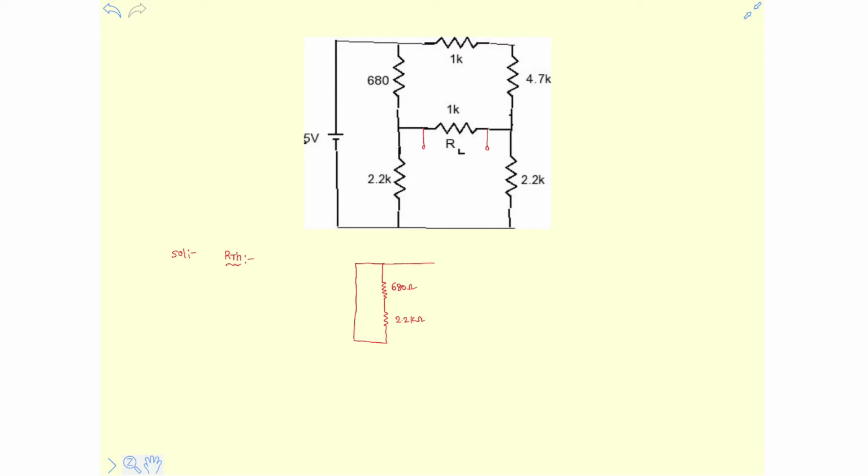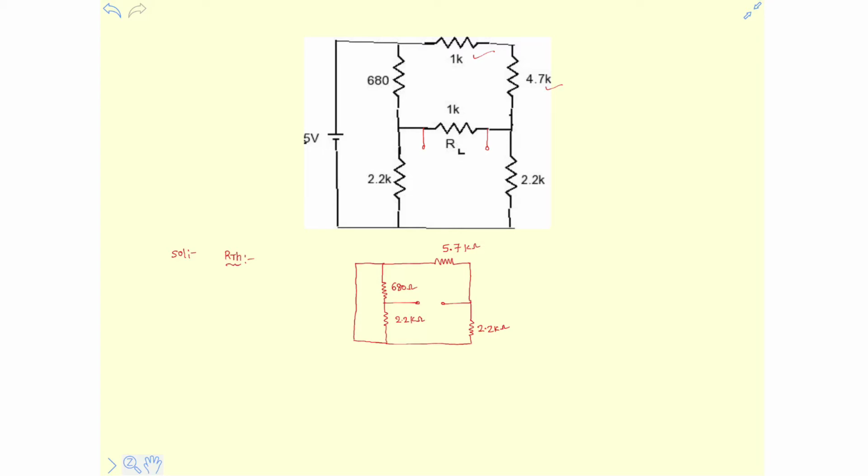Here clearly this 1 kilo ohm resistance and 4.7 kilo ohm resistance both are in series, so we can replace them with a single resistance, that is 5.7 kilo ohm resistance, and below here it is 2.2 kilo ohm resistor.